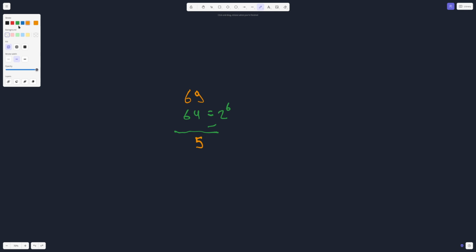And then we do the same thing again. We find the biggest power of 2 which fits in 5, which is going to be 4, which is 2 to the power of 2. And then we'll end up with 1. And the largest power of 2 that fits in this is just going to be 1, which is 2 to the power of 0.